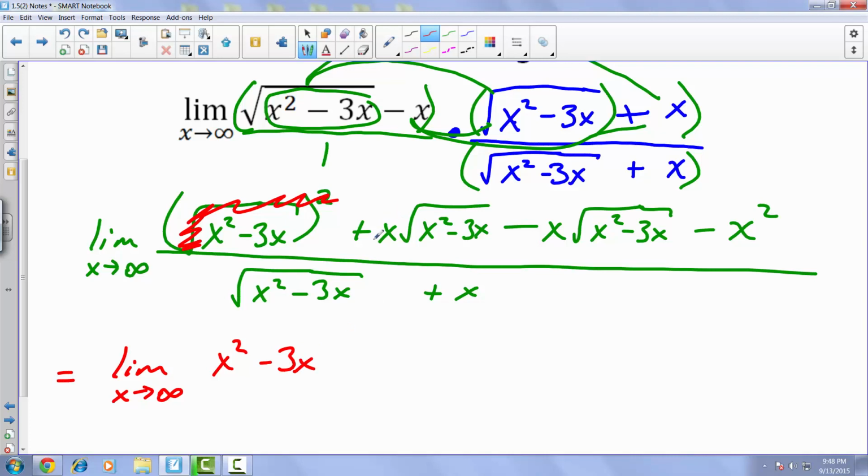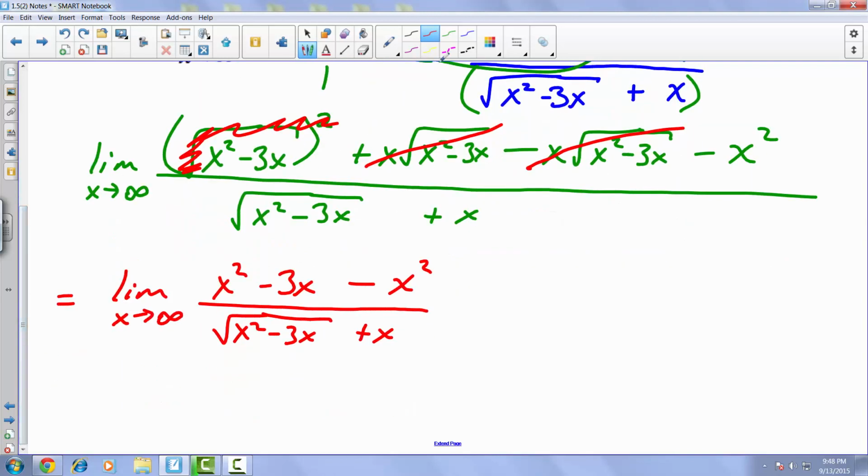Now we have a positive x times the square root of x squared minus 3x and a negative x times the square root of x squared minus 3x. Because those are opposites of one another and exactly the same, they'll just cancel out. You'll see that happen all the time when you do your conjugates like that. And then the last piece is just negative x squared. On the bottom, we have our square root of x squared minus 3x plus x.